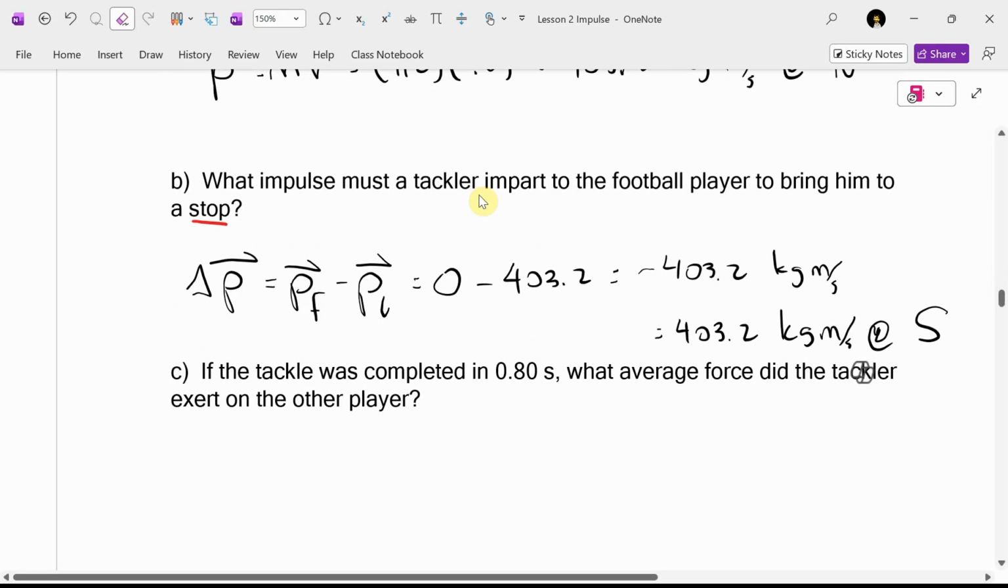C. Lachlan, what's C asking me to find? I could go F equals what? And then I could go A equals VF minus VI. I got all that information there. But what did I just find in part B? There is a version of impulse. There's a version of this equation that has force in it. From your formula sheet, which version of this has force in it?